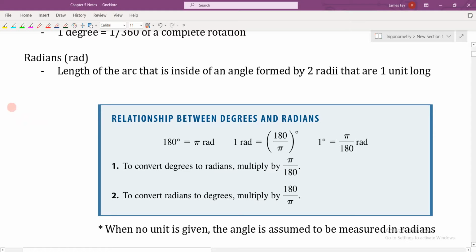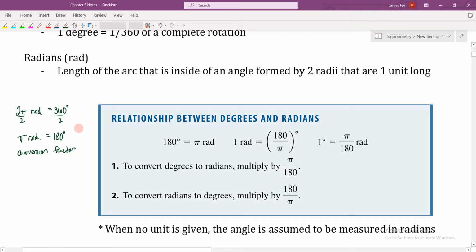We find out that either 2 pi radians is equal to 360 degrees, or we can divide both sides by 2 and get pi radians is equal to 180 degrees. Okay, so that's a conversion factor that we are going to use to flip-flop back and forth between radians or degrees.